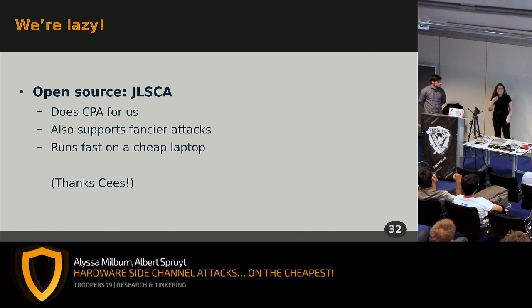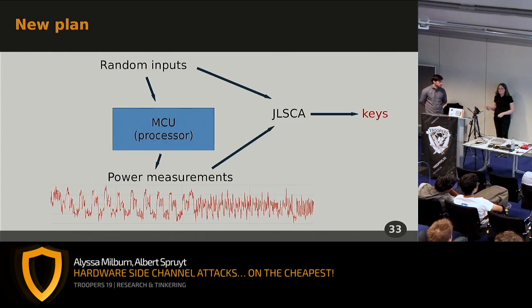Thanks so much to Case. We're using open source software called JLSCA, basically because it's fast. It does CPA. It does all kinds of fancier attacks that we don't care about. And it also runs fast on that cheap network that you used because you're connecting it to this flaky hardware. But there's one more ingredient here. So we have this open source software, the laptop you have lying around, your Arduino Nano, maybe some resistors for the shunt resistors. It all sounds pretty great.